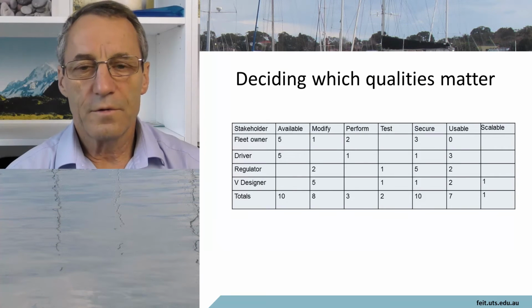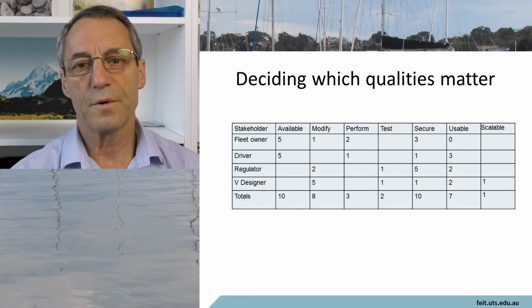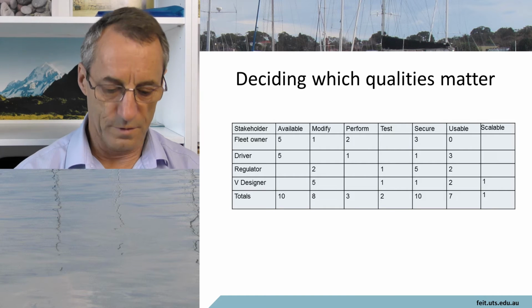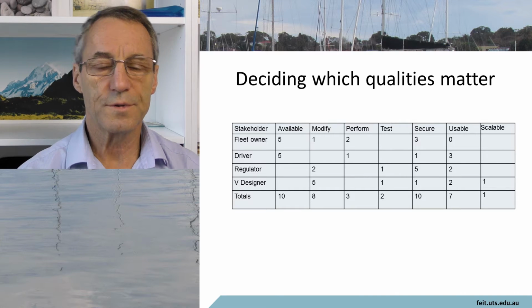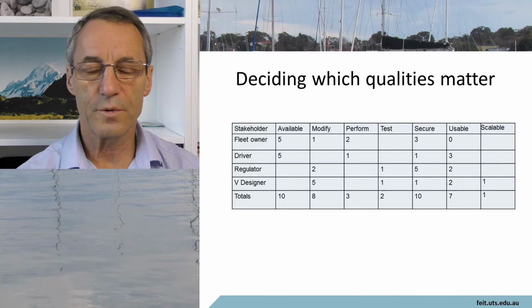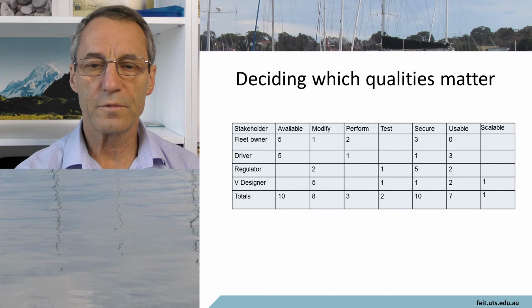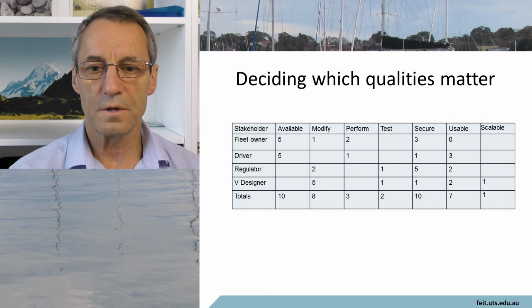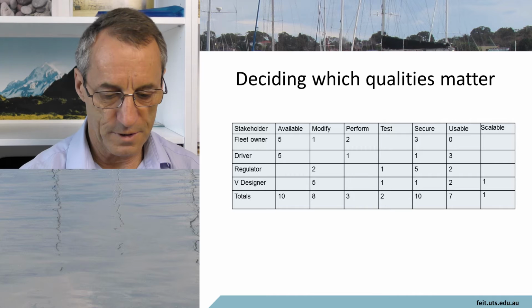Now here's a little technique for deciding on which qualities you're going to get into the system. You have a range of stakeholders. Here we have only, what have we got, 4, which is a very small number of stakeholders. In a big system you might have 20 or 30, and trying to reconcile all the different requests can be quite difficult without some means of decision making. So here's a method of decision making.